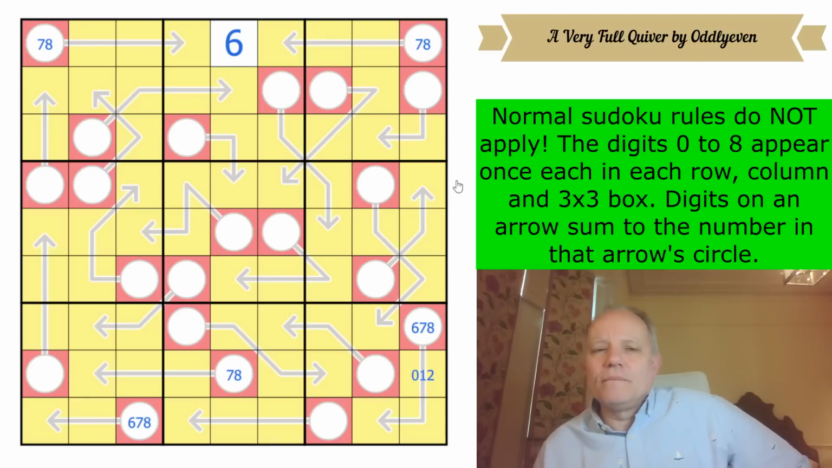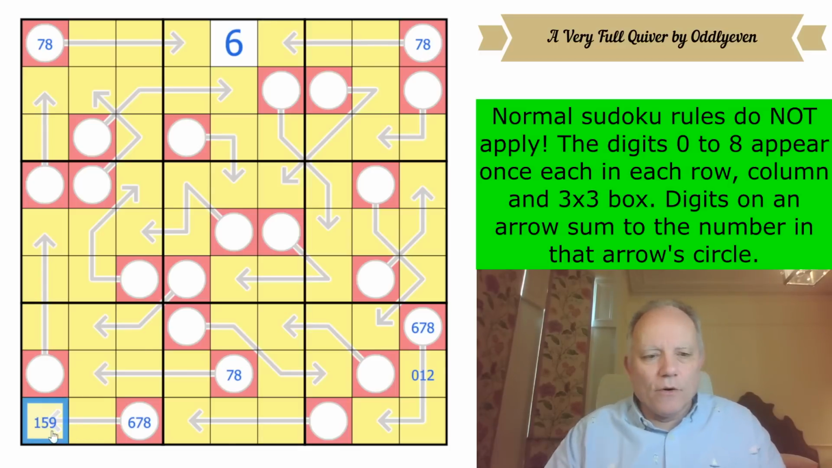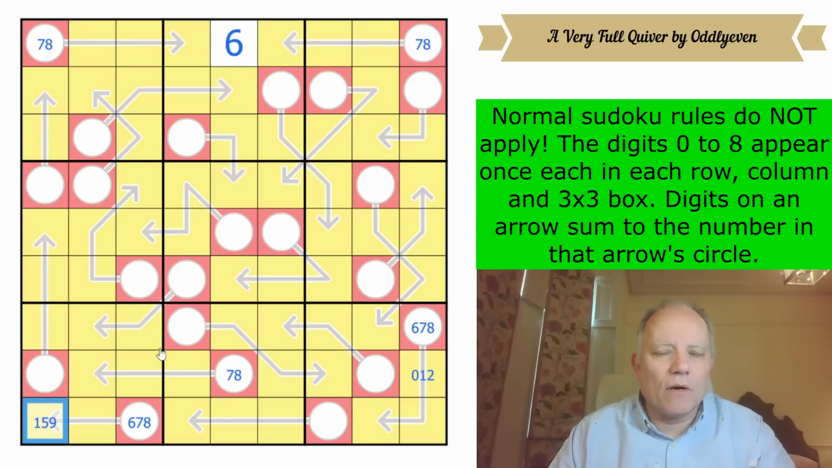159. Yes. Just going to stick that as a little aide-mémoire in the corner because those numbers are in order. 159. Now, what have we got in terms of the circles? Let's go row by row.